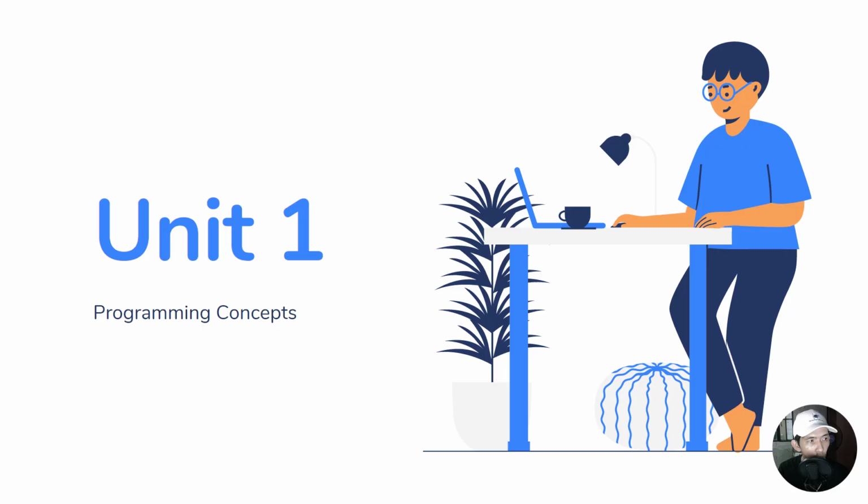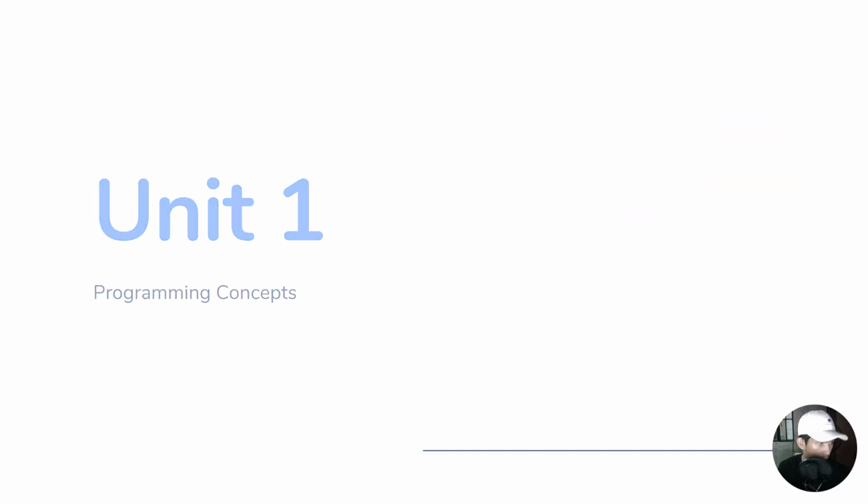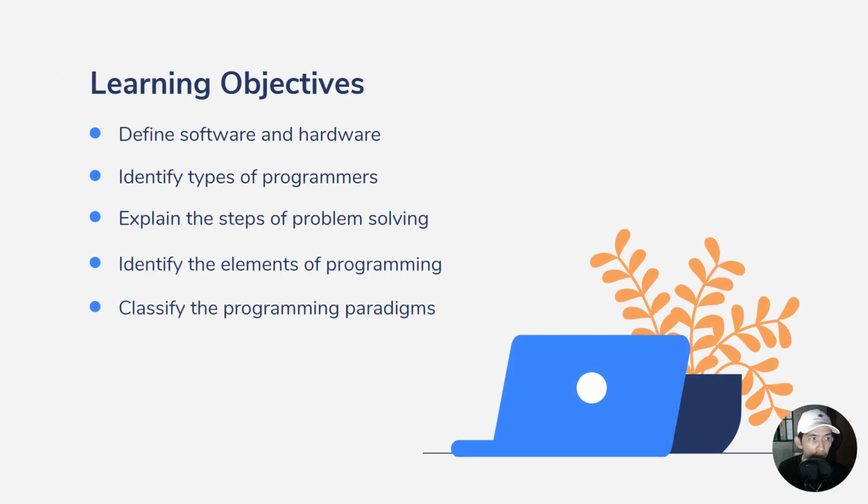So, Unit 1 has lessons or learning objectives. Okay, so first, we will define software and hardware. Then, we are going to identify types of programmers. Next, I'm going to explain to you the steps of problem solving. Then identify the elements of programming. And lastly, classify the programming paradigms. Okay.